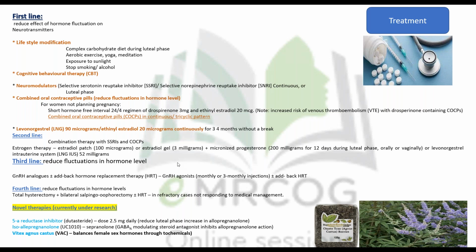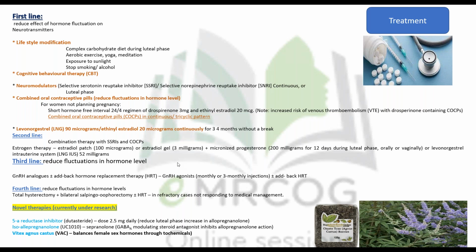Third line is the GnRH analog, and be careful with the GnRH analog. You must add hormone add-back therapy. This is for 6 months if you are using the 6-month course, and the form of use can be intranasal or injection, okay. This is again to reduce the fluctuation in hormone level. And the fourth line of treatment is a total hysterectomy plus bilateral salpingo-oophorectomy, plus or minus HRT, in refractory cases not responding to medical management.